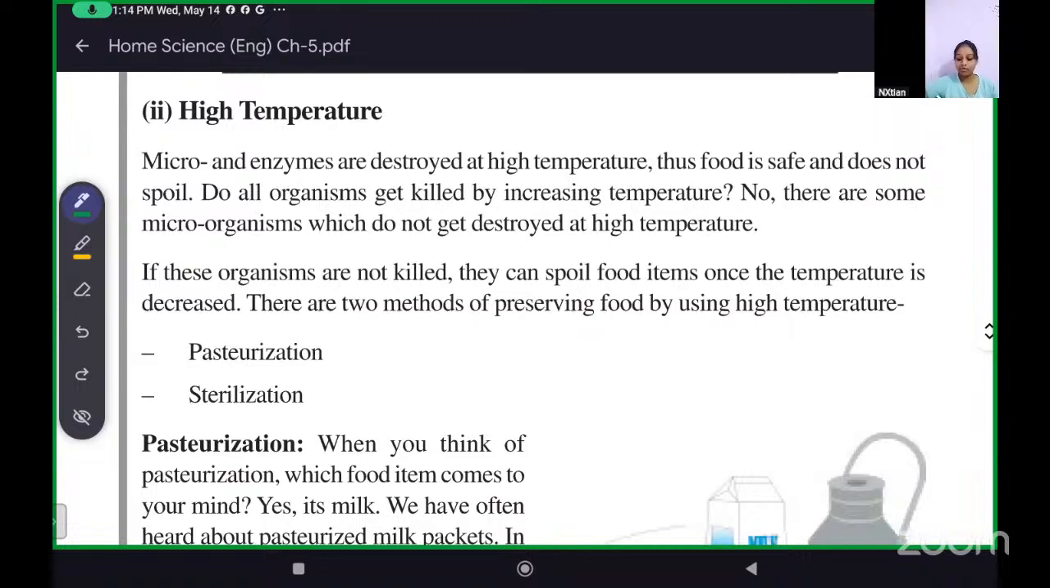So there are two methods of preserving food by using high temperature. Now these two methods are known as pasteurization and sterilization. Okay, let's look in a little bit detail.